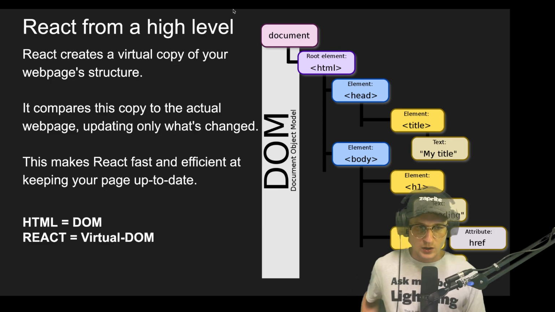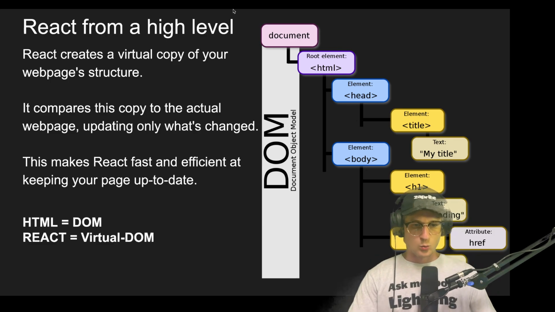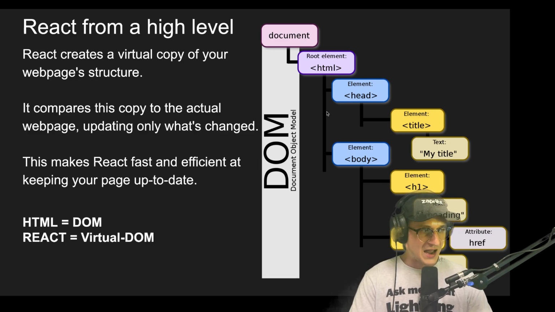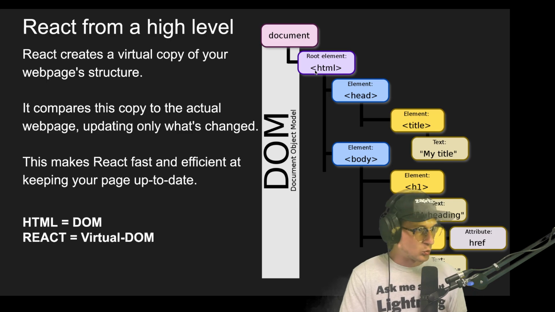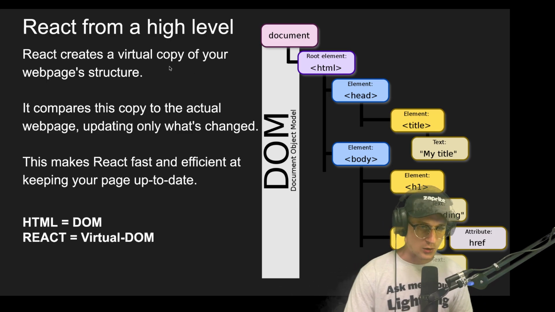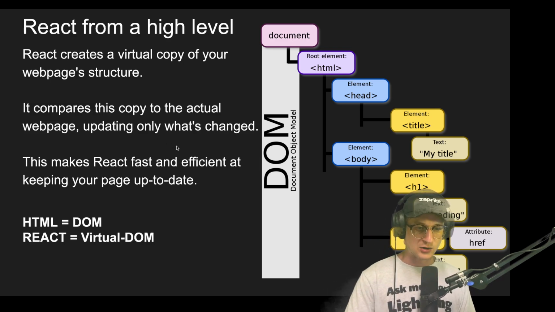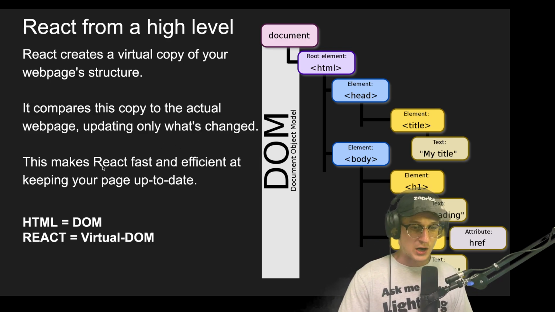So from a high level, what is React really doing? React is taking this concept of a DOM, which we learned in the past tutorial, and it is creating a virtual DOM, actually. So React creates a virtual copy of your web page's structure, compares this copy to the actual web page, updating only what's changed.